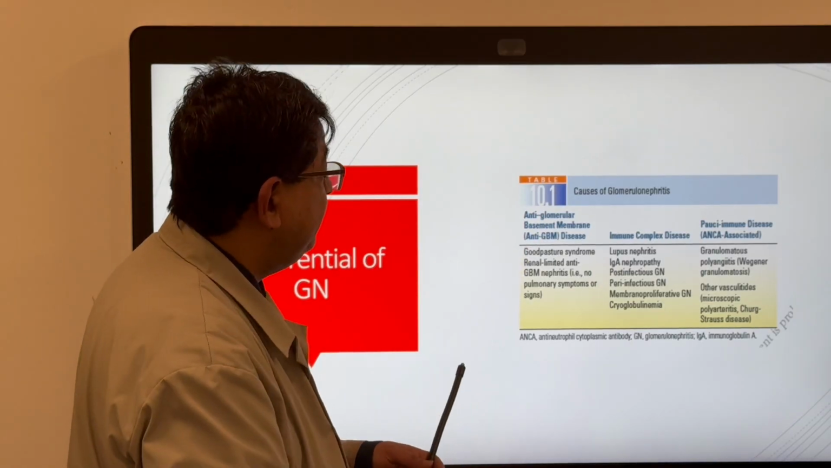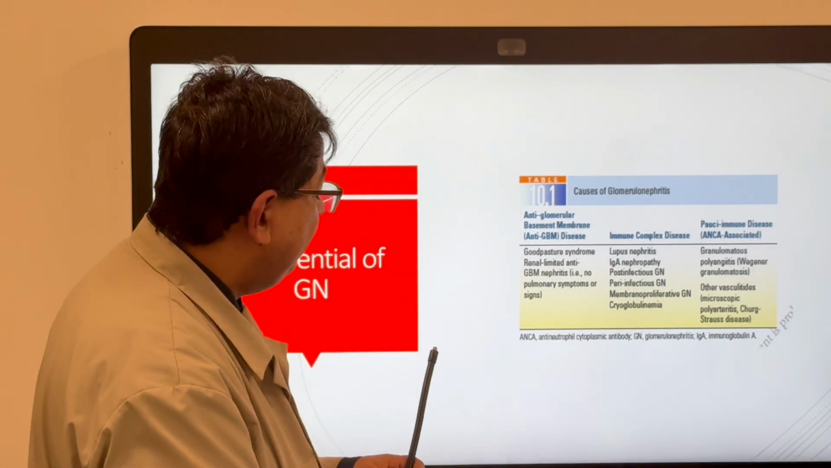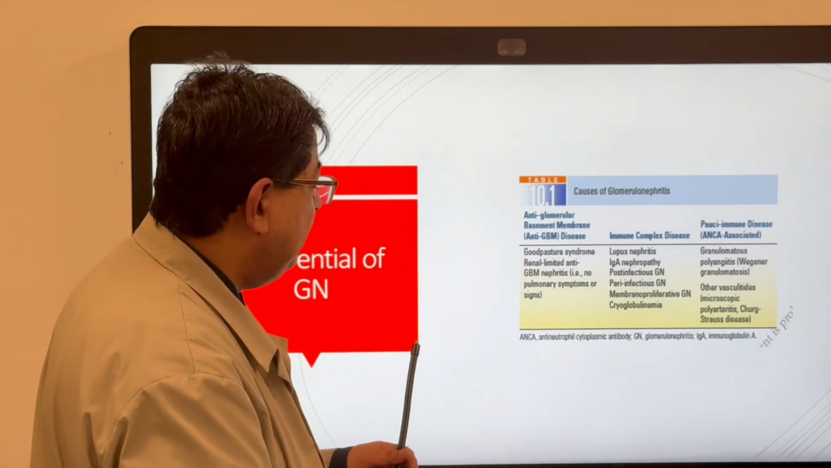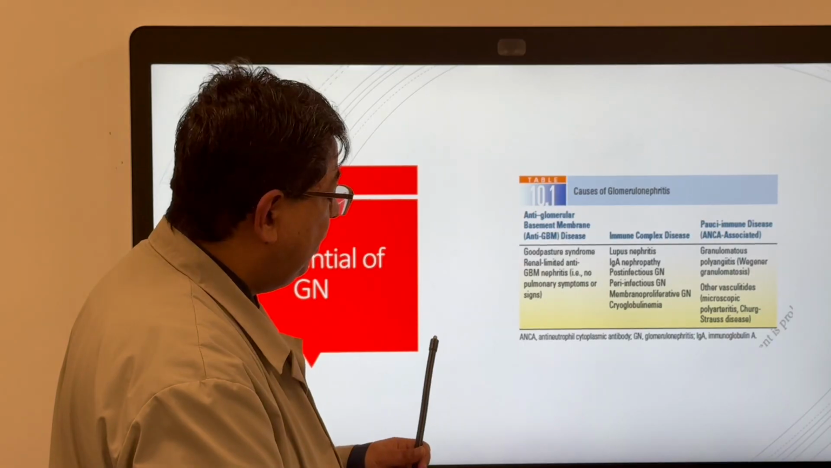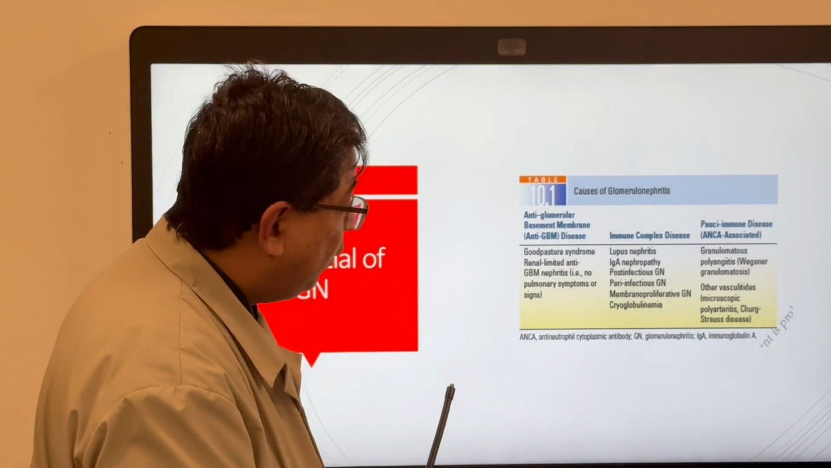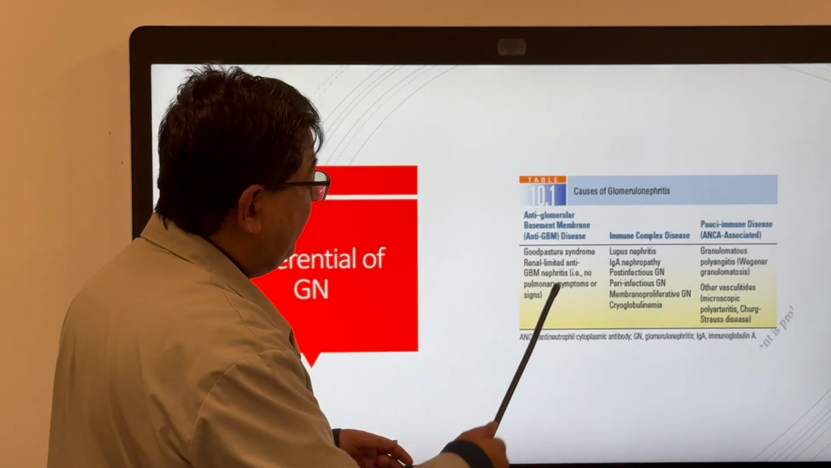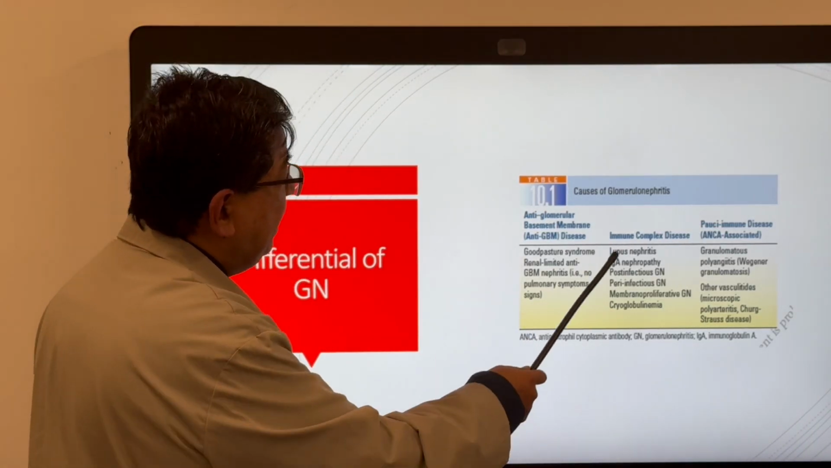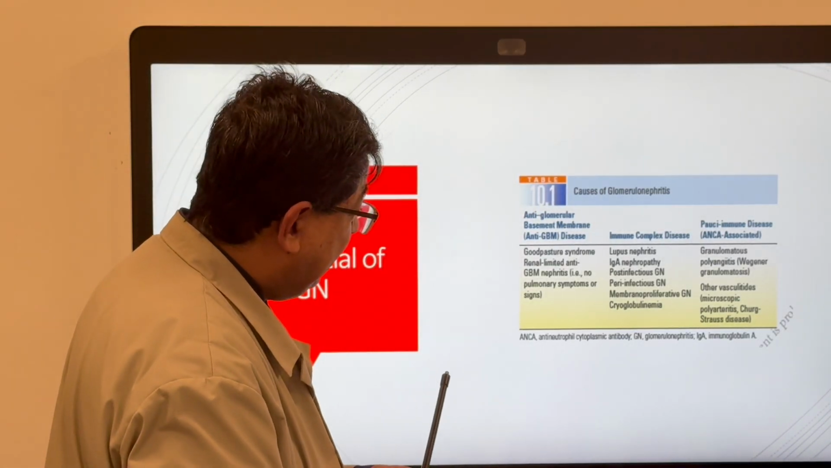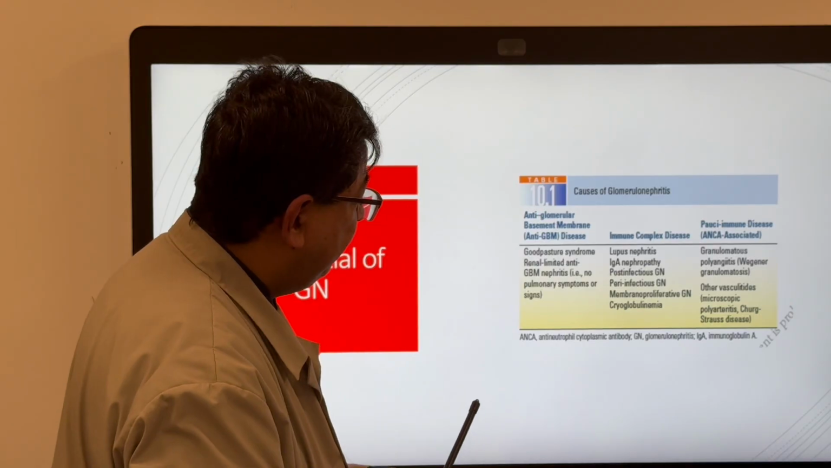First, antiglomerular basement membrane disease, in which you have linear staining of the glomerular basement membrane because of antibodies that bind to the glomerular basement membrane. Then you have immune complexes, and this is where immune complexes form because of antibodies to certain antigens. In lupus, it would be antinuclear antibodies. In IgA, it would be an abnormal form of IgA. And then there are other antigens in post-infectious and peri-infectious glomerulonephritis.